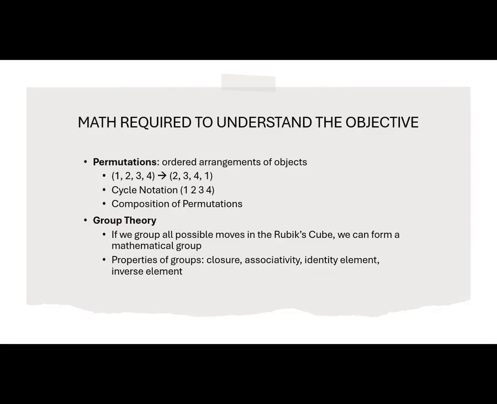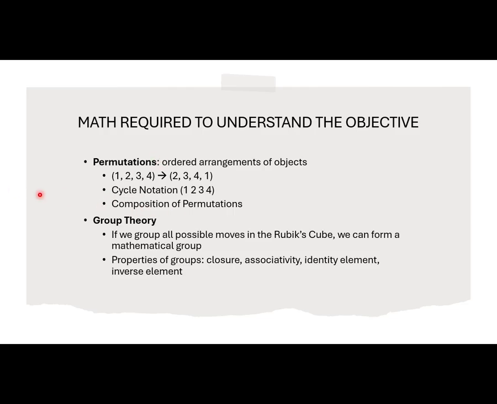We need to remember that permutations are ordered arrangements of objects. For example, we could name the top four corners of the cube: the one containing yellow, red, and green is 1, yellow, orange, and blue is 2, yellow, green, and orange is 3, and yellow, red, and blue is 4. If we perform a turning of that layer, then we would reach another state. That's why we need permutations.